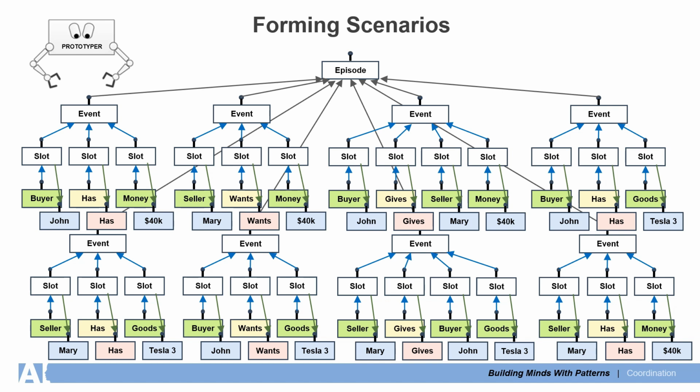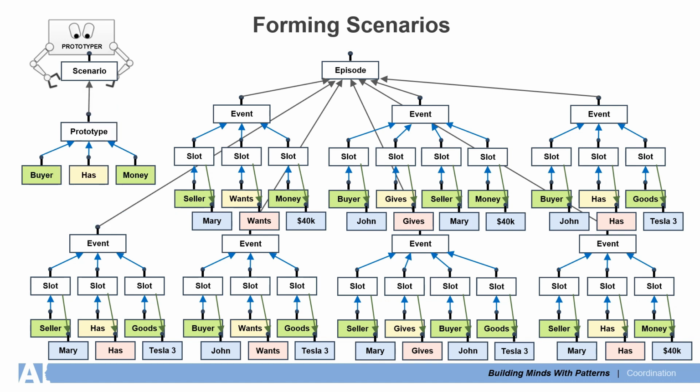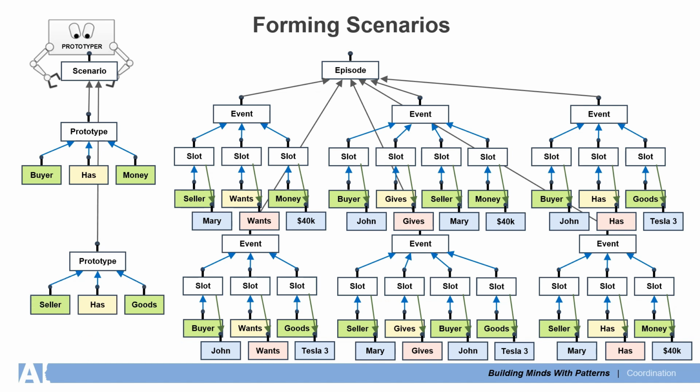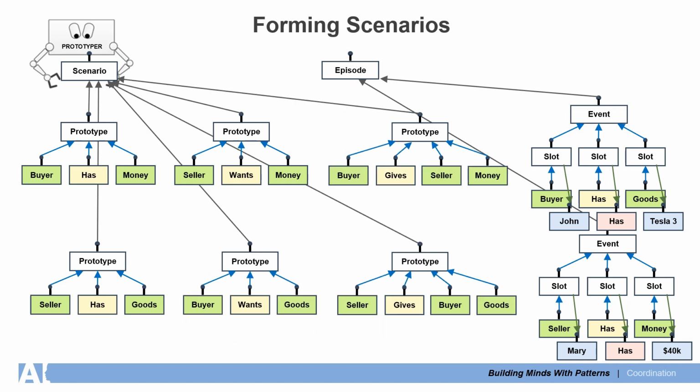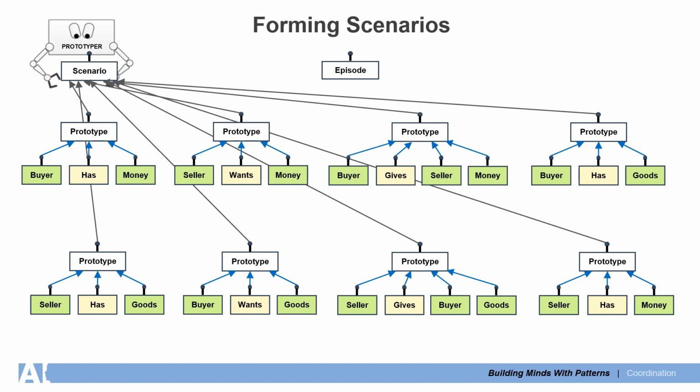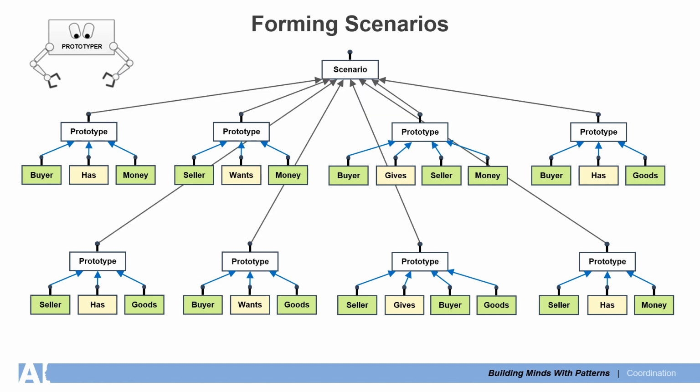A scenario is a generic episode. The prototyper creates scenarios, as well as prototypes. The prototype is formed by taking an event and collecting the categories for the slots of the event. These categories for the slots are called roles. The prototyper creates scenarios.